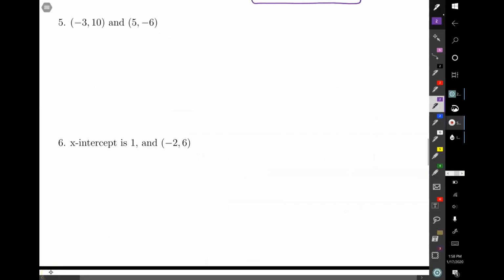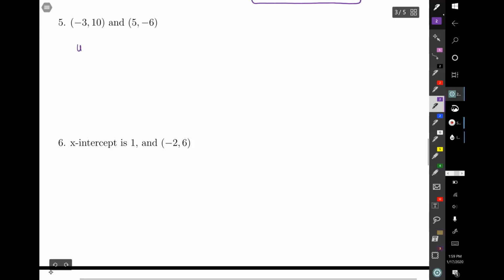So problem 5 is negative 3, 10 is our first point, and 5, negative 6 is our second point. It really doesn't matter which one you call first and second. Normally we read left to right, so however it's laid out is fine. Then I want to write an equation of a line. The instruction said to use point slope form again: y minus y sub 1 equals m times x minus x sub 1 in parentheses.